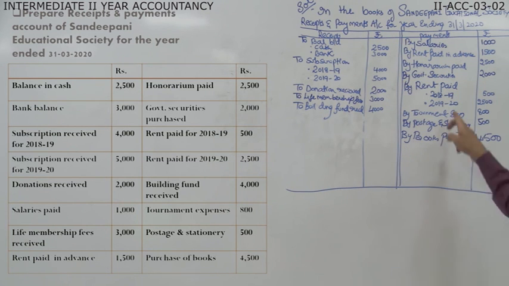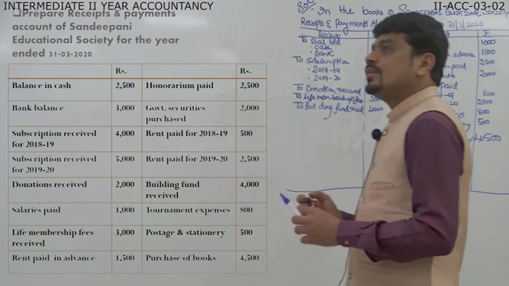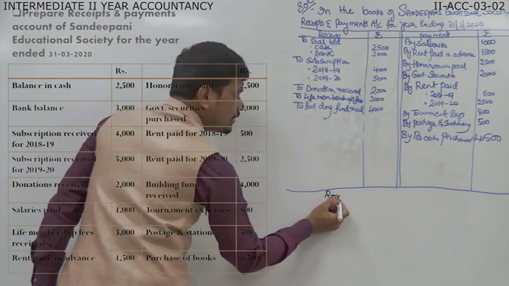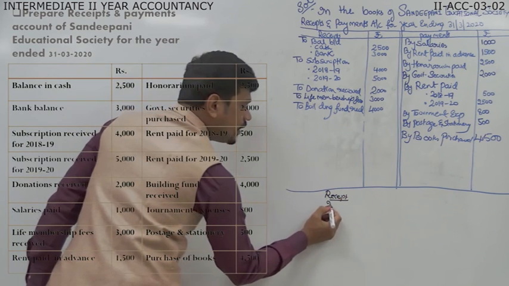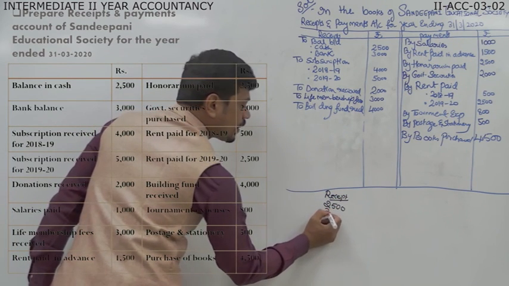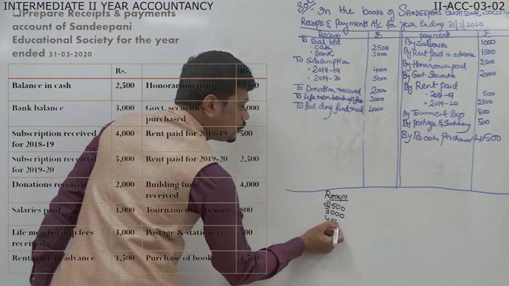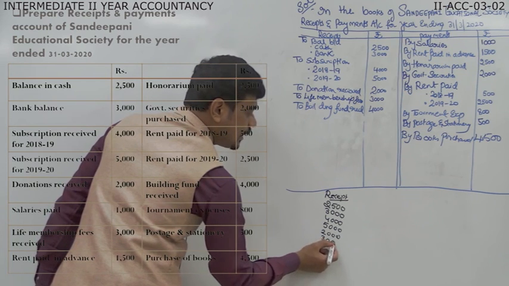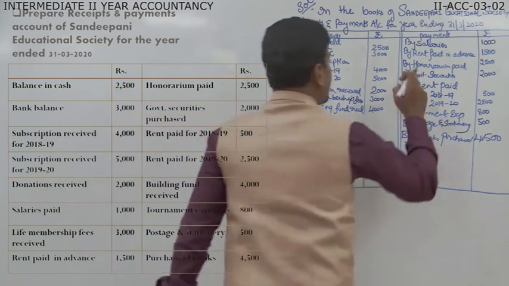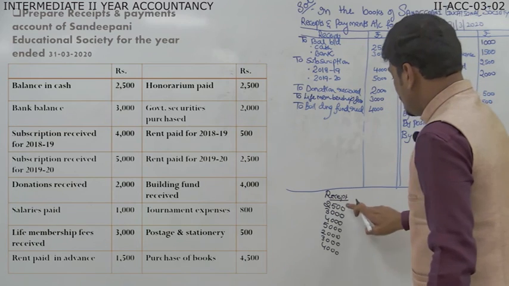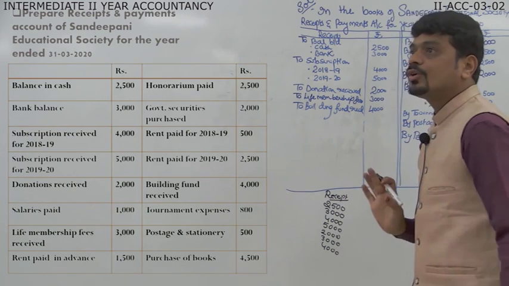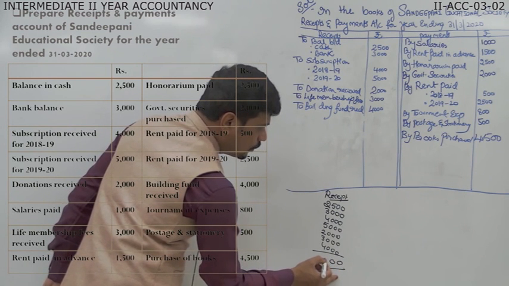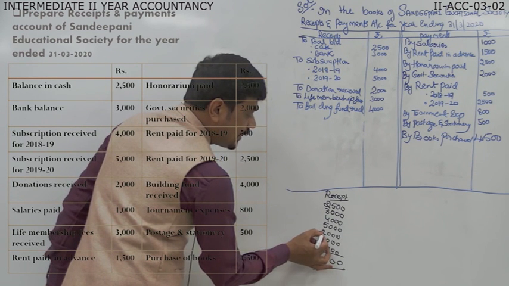Receipt side and payment side postings are over. As usual, the working notes. Let us do the working notes for the receipt side. Receipts: first 2,500, 3,000, 4,000, 5,000, 2,000, 3,000 and 4,000. Better to check: 1, 2, 3, 4, 5, 6, 7 items. Like that, cross check.